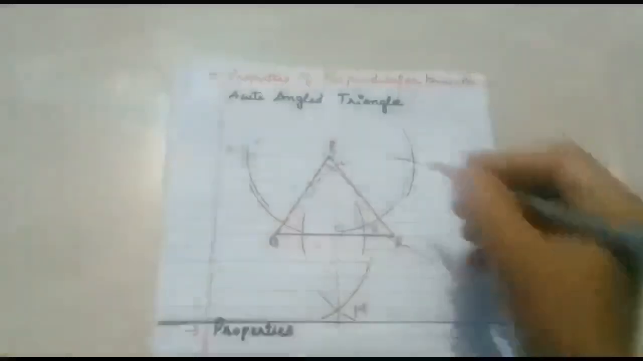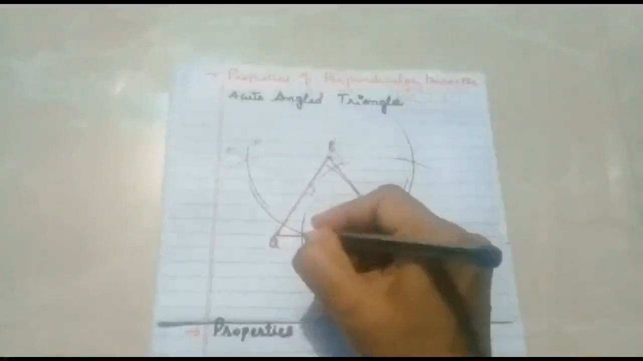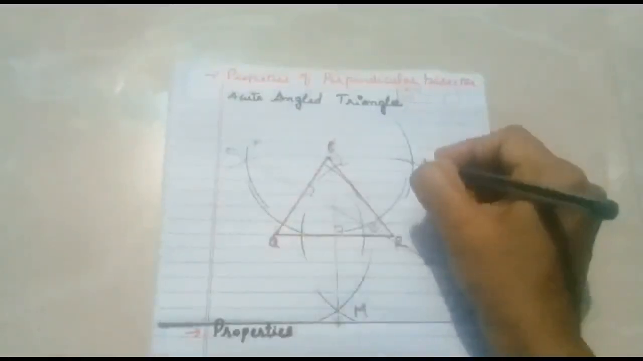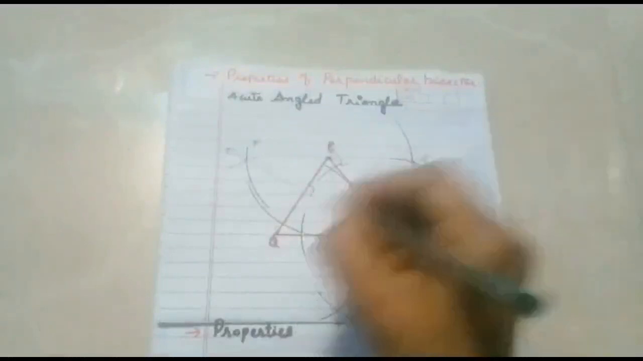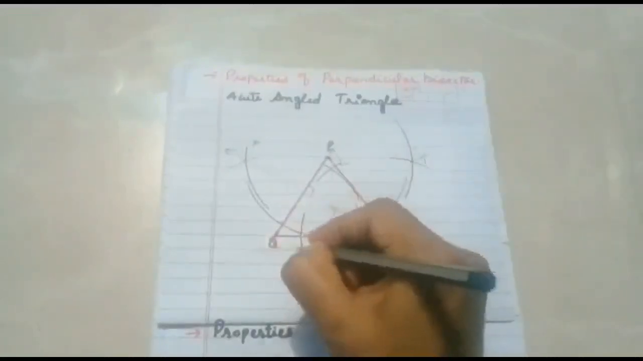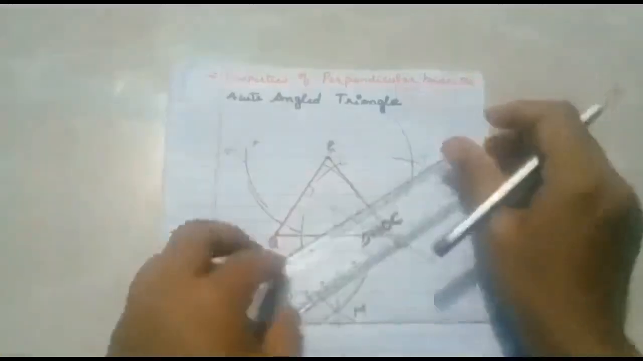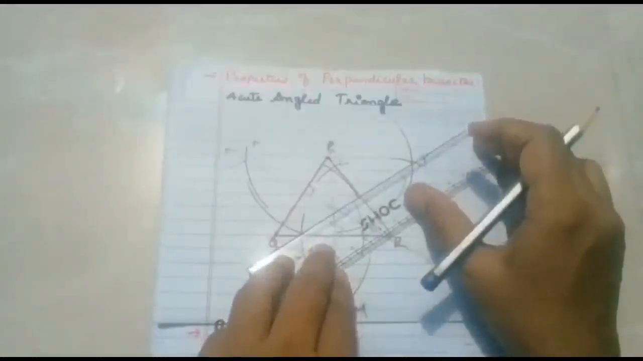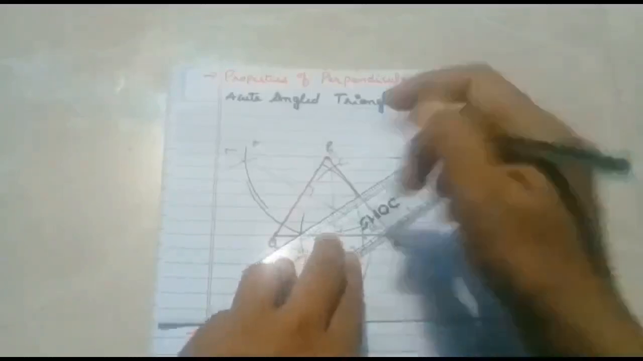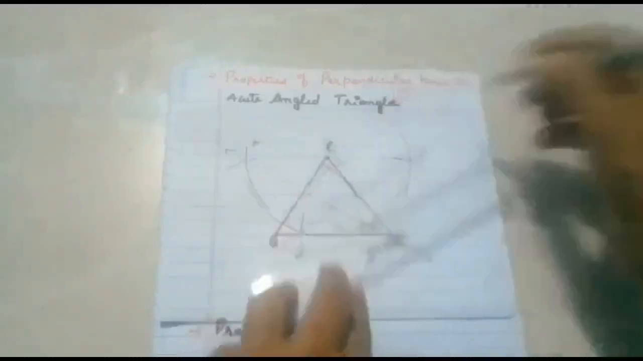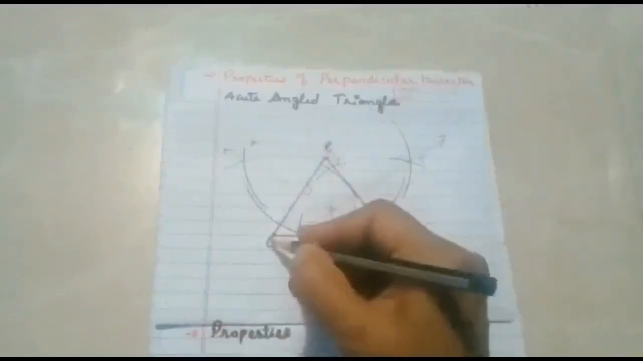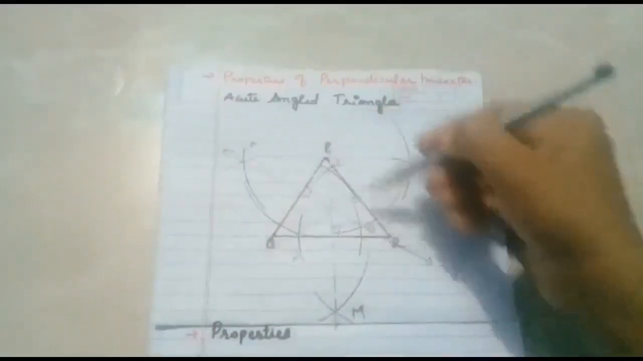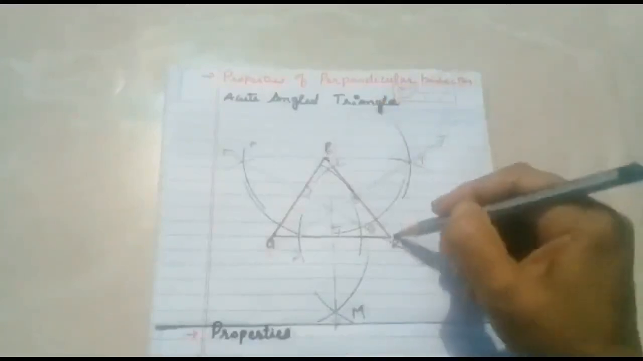Now with the help of the ruler, before drawing a line, name these points as T and S. Okay. Now this line TS is the perpendicular bisector for the side PR.